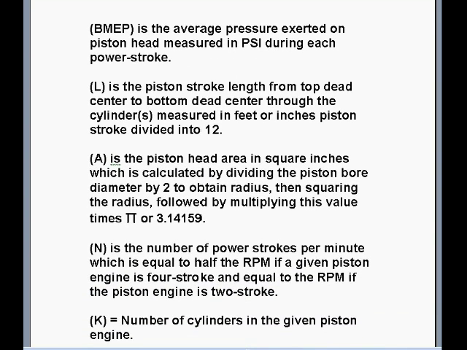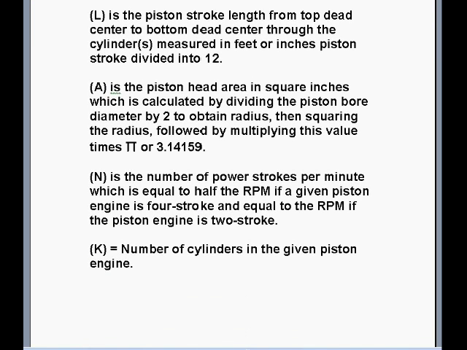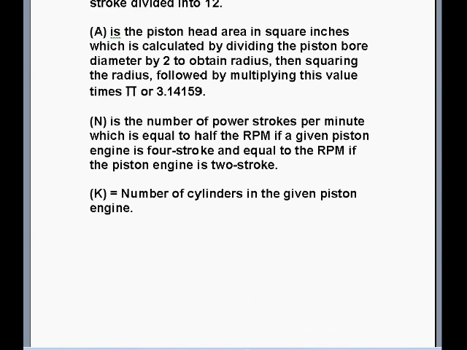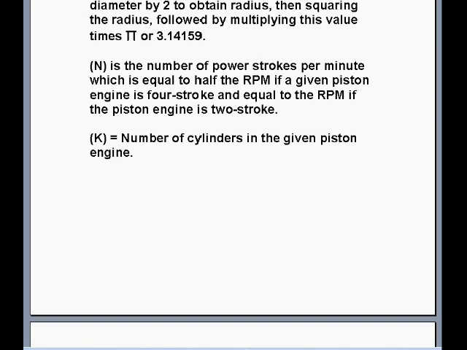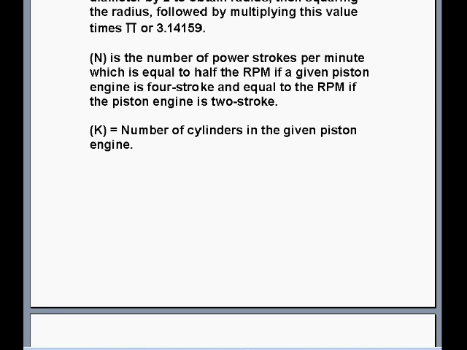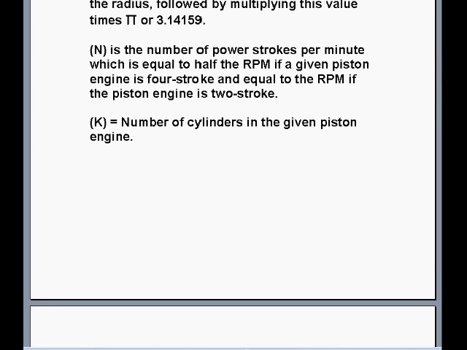BMEP, brake mean effective pressure, is the average pressure exerted on each piston head measured in pounds per square inch during each power stroke. L is the piston stroke length from top dead center to bottom dead center through the cylinders, measured in feet, or inches of piston stroke divided by 12. A is the piston head area in square inches, which is calculated by dividing the piston bore diameter by 2 to obtain radius and squaring the radius, followed by multiplying this value times pi, which is equal to the constant 3.14159. N is the number of power strokes per minute, and on a four-stroke piston engine, the number of power strokes per minute is equal to 1/2 the RPM, and on a 2-stroke piston engine, the number of power strokes per minute is equal to the RPM. K is the number of cylinders in the given piston engine.